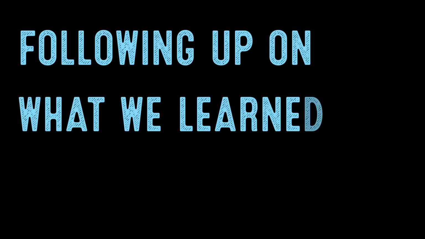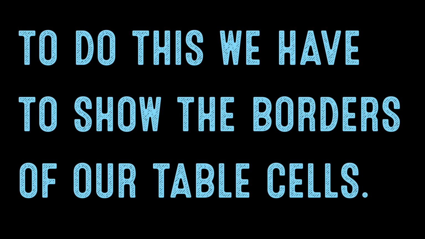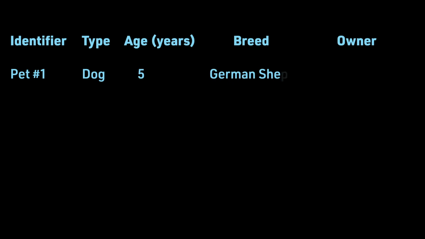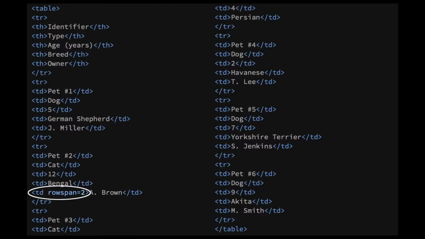The Daily Code Snippet. Following up on what we learned about the colspan and rowspan attributes, we will add CSS styling to our example so you can see the cell spans 2 rows. To do this, we have to show the borders of our table cells. To review, this is the HTML code.